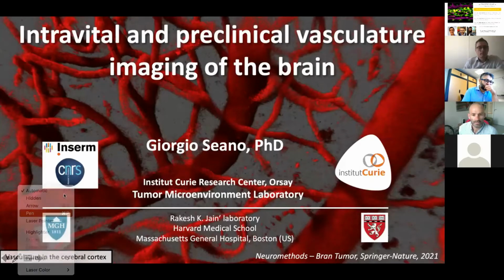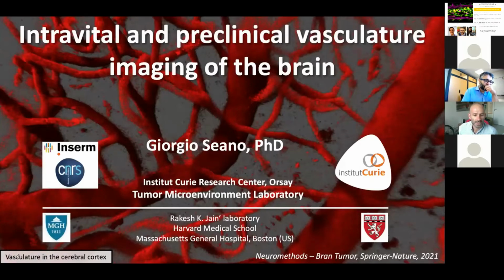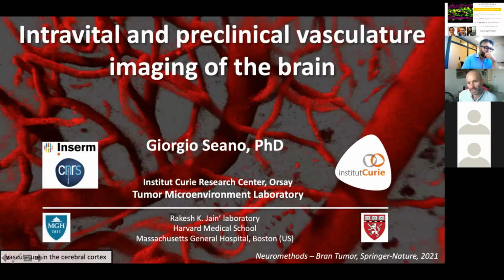He then moved to the lab of Rakesh Jain at Harvard, where he investigated both the physical forces that are involved in brain tumors and how they affect neurovascular function, as well as looking at vessel cooption in glioblastoma. And then he moved to France, where he got a position, and he set up his lab to focus on brain tumors, microenvironment, and radio resistance. He's currently funded by an ERC starting grant, and we are really looking forward to listening to your talk, which is entitled Intravital and Preclinical Vasculature Imaging in the Brain. Thanks a lot, Giorgio.